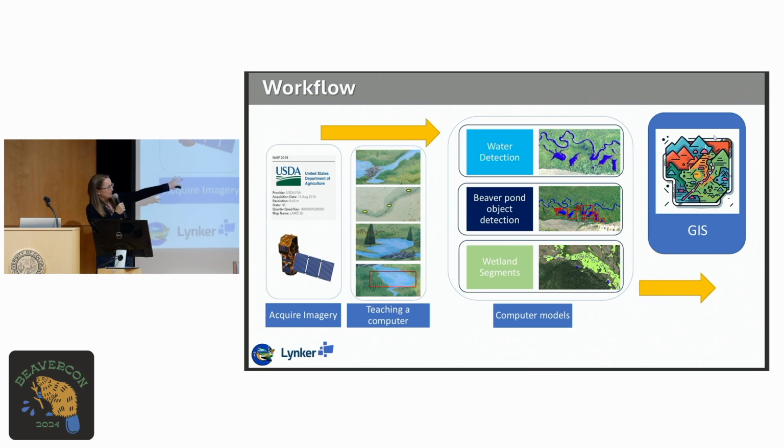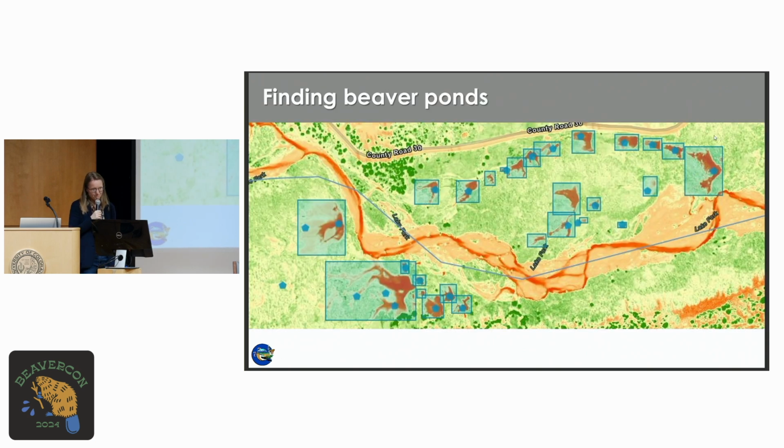Again, we then trained the model to say, this is a beaver pond, this is not a beaver pond, as well as, this is a river, this is a vegetated wetland. After these initial models, we did a lot of GIS post-processing as well so that things look tidy and load nicely in our mapping tools.